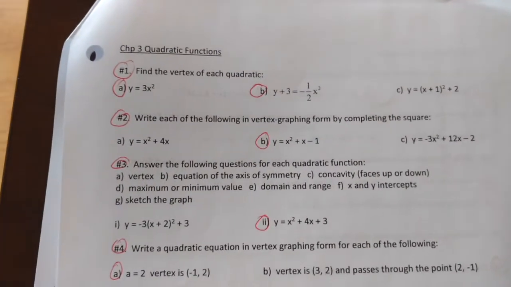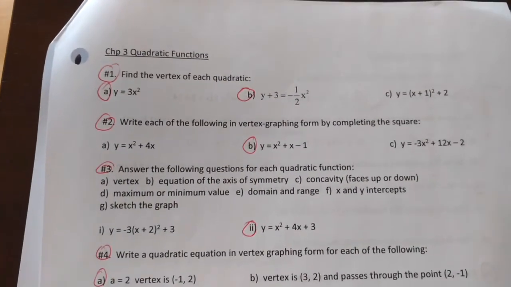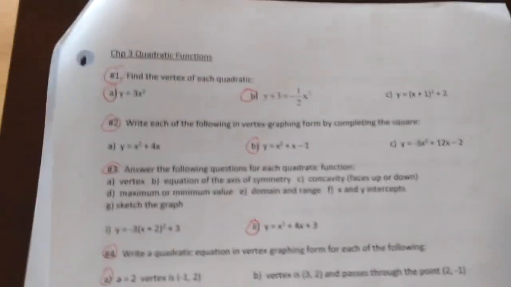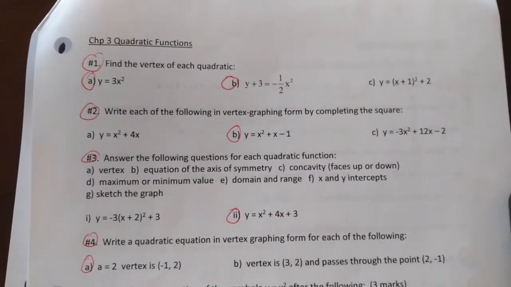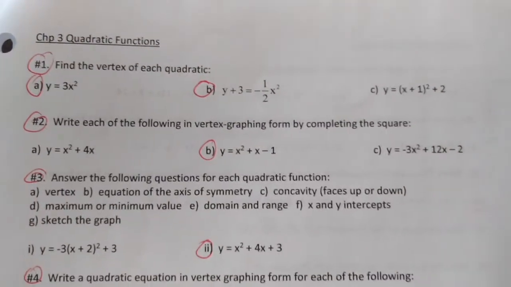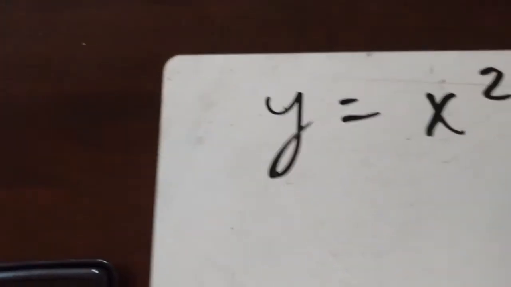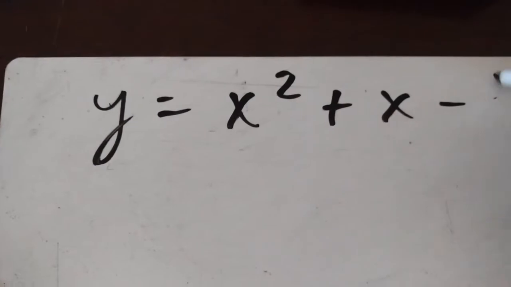So question number 2, it's asking you to put it into vertex graphing form, also known as just vertex form is what I always call it, by completing the square. I'm only going to do part B here because completing the square is quite a process, but let's get started. So y equals x squared plus x minus 1. We'll write that down first. X squared plus x minus 1.